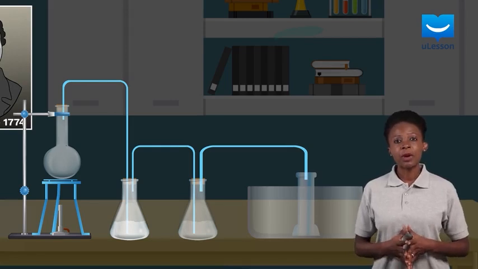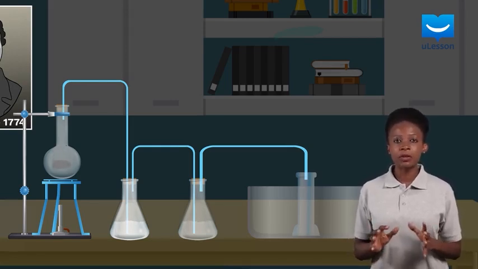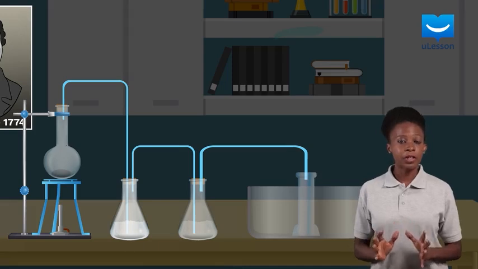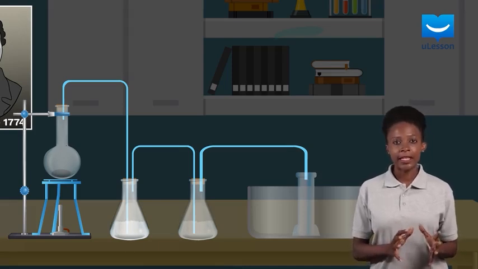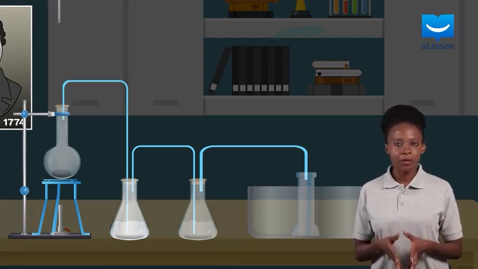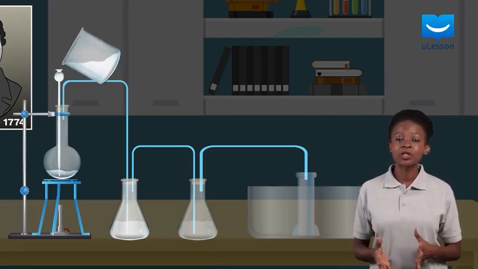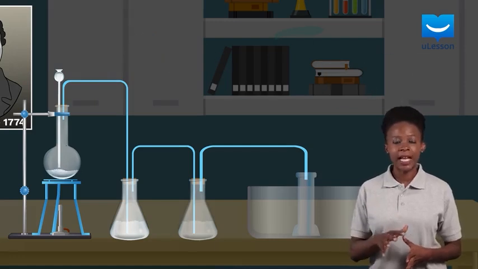The first step in the preparation of this gas is to place the reactants into a round bottom flask. First, manganese(IV) oxide, which is a black powdery substance, is placed inside the round bottom flask, followed by pouring concentrated hydrochloric acid into the flask through a thistle funnel.